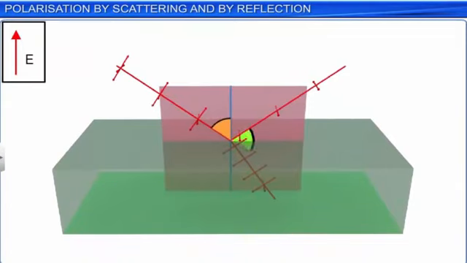This means, at the polarizing angle of incidence, the reflected light is completely polarized perpendicular to the plane of incidence, and the refracted light is partially polarized. The intensity of the refracted light is much more than the intensity of the reflected light. At the polarizing angle, it is experimentally found that the reflected and the refracted light are at right angles.